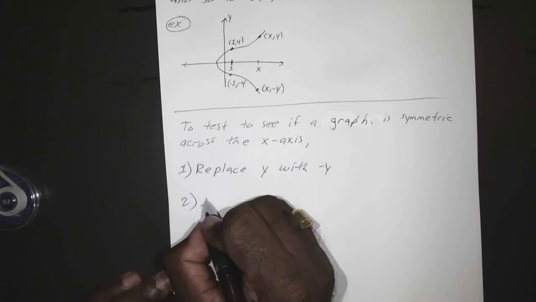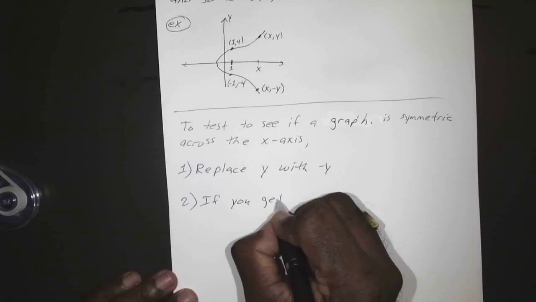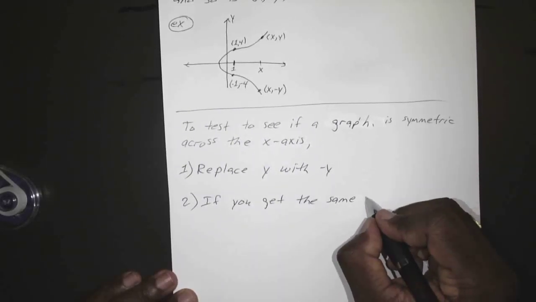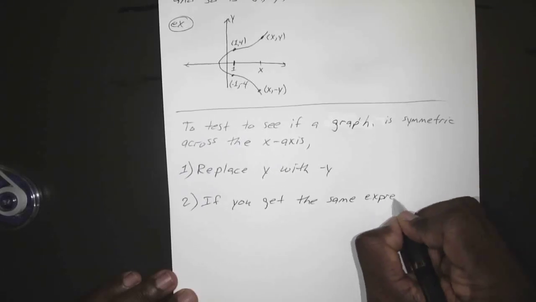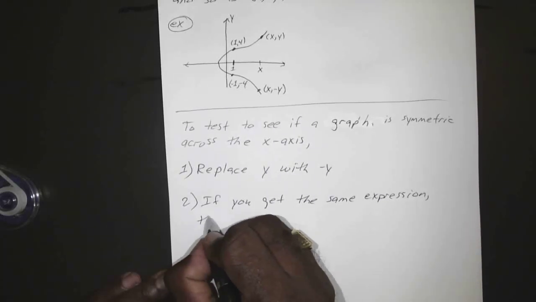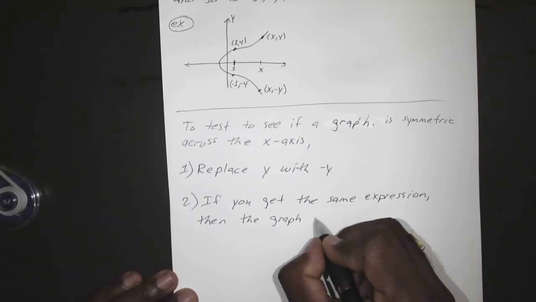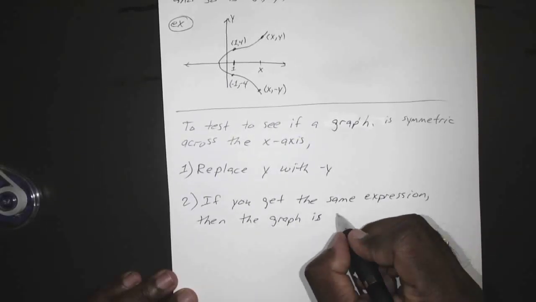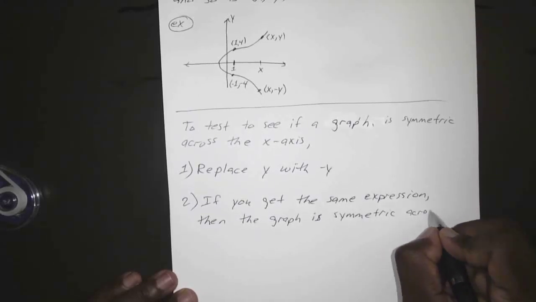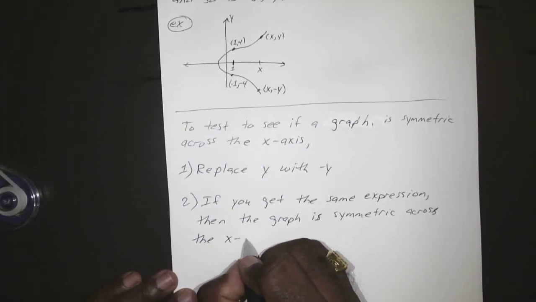Two, if you get the same expression, because we can't call it a function now, then the graph is symmetric across the x-axis.